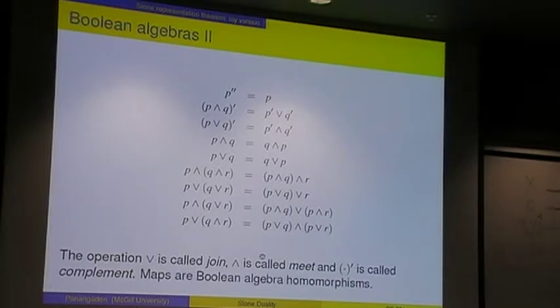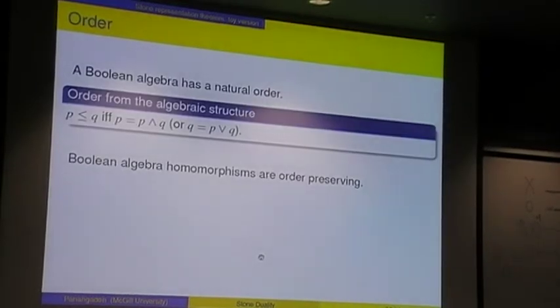So the maps between Boolean algebras are simply the maps that preserve these binary operations as well as the constants and the unary operations. So we're going to make a category where the objects are these Boolean algebras and the maps are Boolean algebra homomorphisms.